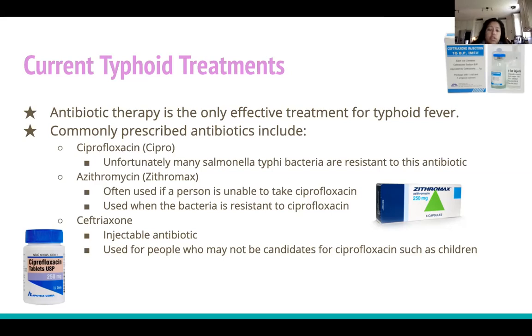So they've started using a newer antibiotic known as azithromycin, or Zithromax, often used if a person is unable to take ciprofloxacin or when the bacteria is resistant to ciprofloxacin. And then the last antibiotic they can use is an injectable antibiotic known as ceftriaxone, which is usually used for people who cannot be treated with ciprofloxacin, and usually this is used in younger kids.